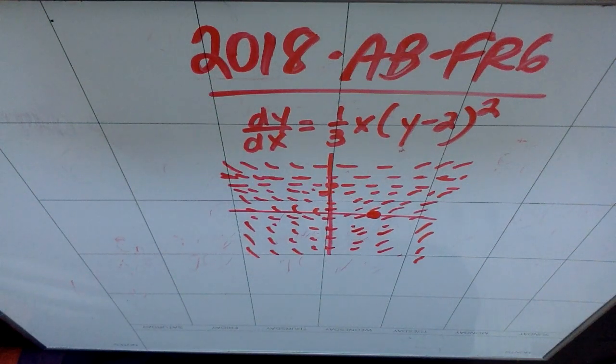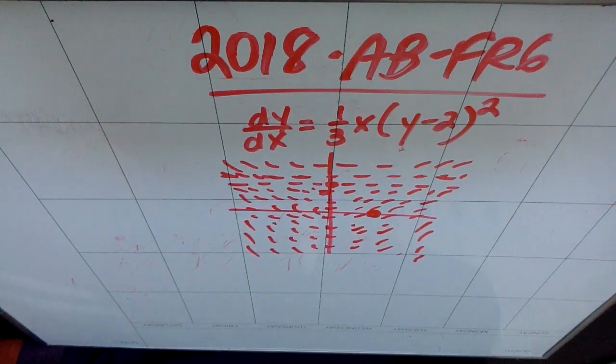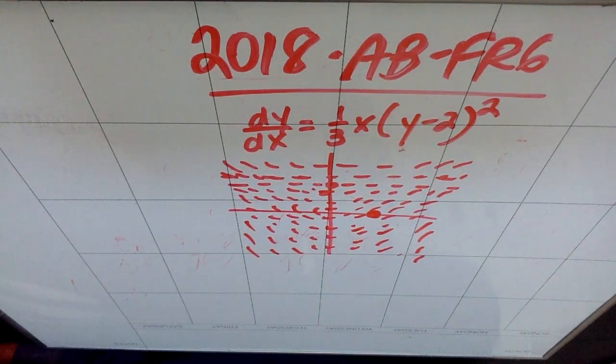2018 AB free response 6. So we have a differential equation, dy/dx equals 1/3 x times the quantity y minus 2 squared. First thing to note, this is a separable differential equation, so you're going to be asked to solve it. It's going to happen in part B or part C. You're going to be asked to split the x's and y's to different sides and integrate to solve.